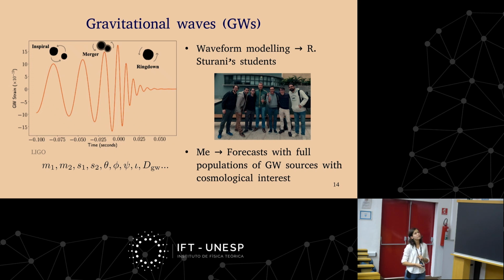Actually, the group of students of Ricardo worked basically on that, most of them, trying to model these waveforms, so solving the 2-body problem in different contexts. What I do is more about understanding the distribution of these parameters: how this population of binary systems is distributed across redshifts, what the distribution of their masses is, and so on. Because once we detect a bunch of these systems, then we can start to do statistics and understand about cosmology.